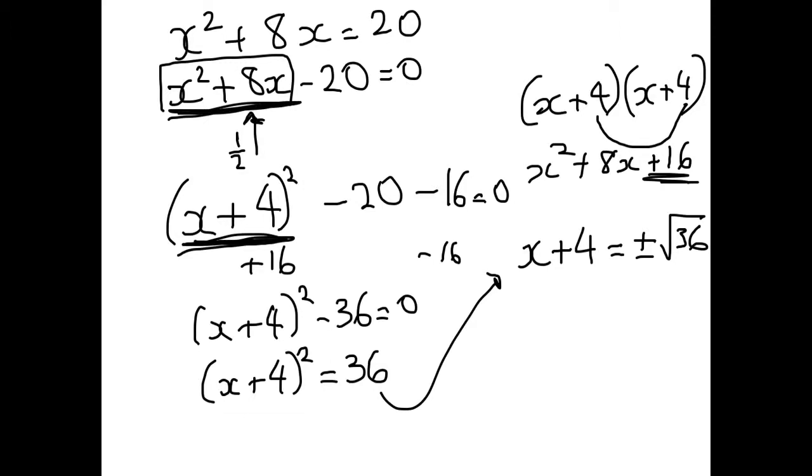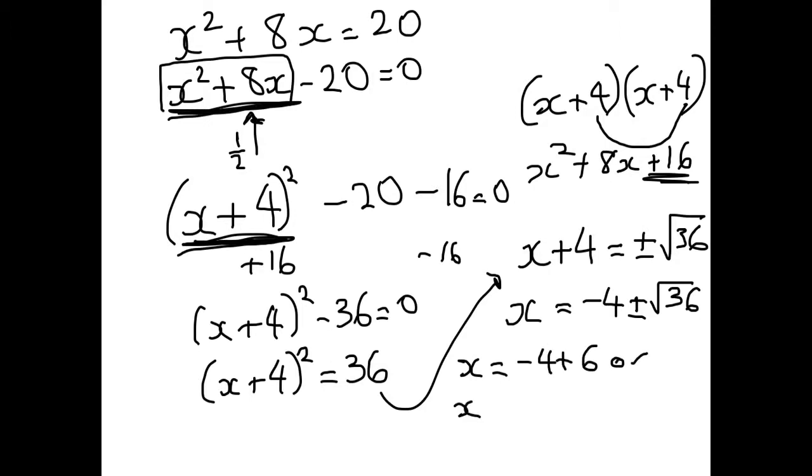So the last step is to solve it for x. x is equal to negative 4 plus or minus root 36. Now the square root of 36 is just 6, so I get x is equal to negative 4 plus 6, or x is equal to negative 4 minus 6. So the final answer, x is equal to 2 or negative 10.